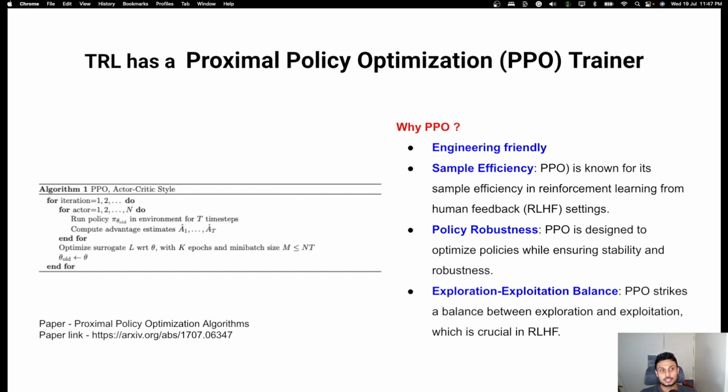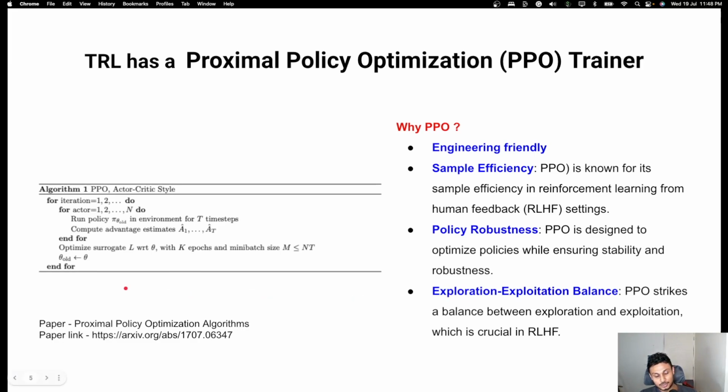So when it comes to the Transformer Reinforcement Learning library, they use a specific reinforcement learning technique called Proximal Policy Optimization. There are different types of reinforcement learning algorithms, but PPO is a very engineering friendly algorithm. It was introduced by OpenAI around 2017, and actually I worked a lot with PPO back in my masters around 2018. It is very stable, and also it is sample efficient, and it can balance between exploration and exploitation. This is an important thing when it comes to reinforcement learning.